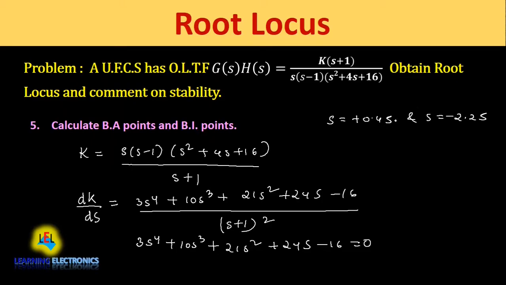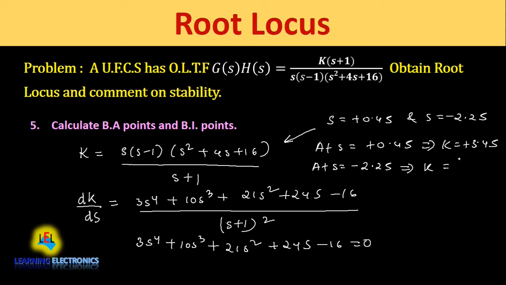Now to check the validity of these breakaway points, we have to put these values of s in the equation of K. At s is equal to plus 0.45, we will get K is equal to plus 3.45, and at s is equal to minus 2.25, we will get K is equal to plus 70.56. Now we can see that both the values of K are positive. That means both these values of s are valid breakaway points. So we get two breakaway points here, at s is equal to plus 0.45 and at s is equal to minus 2.25.